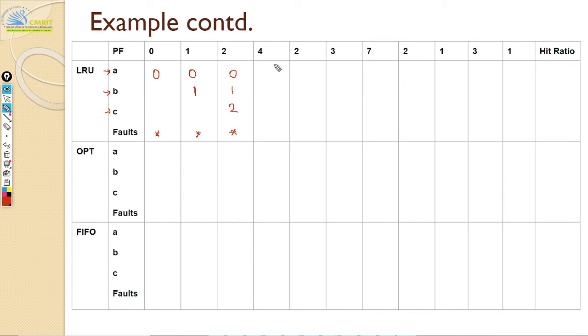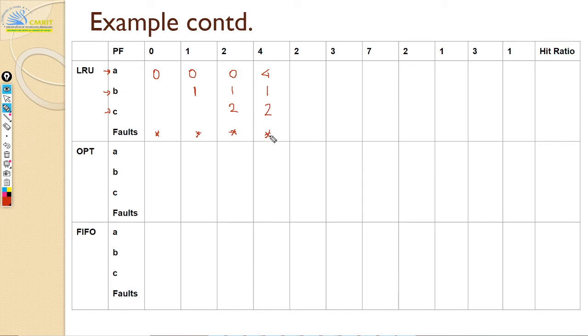Now coming to 4. This is where I need Swedel's help. What should we replace? Whom should we throw out? 0. Why? Because it was the least recently used. Right, the least recently used is 0. So you put 4 here, and 1 and 2 remain intact. Is it a page fault? Yes, it is a page fault because you didn't find 4.